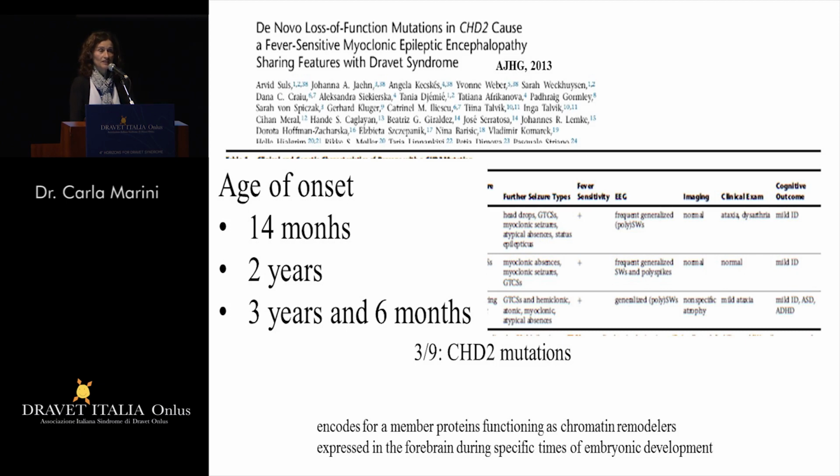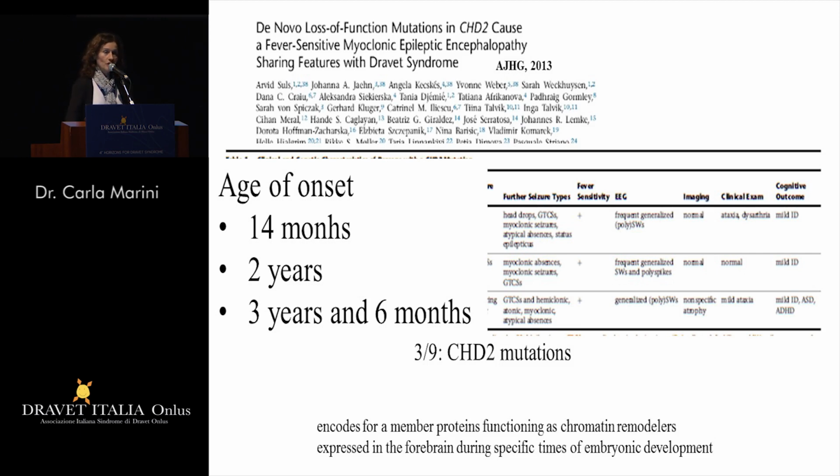Moving to the next gene that has been associated with a DS-like phenotype, I came across CHD2, which was published within the Euro-Epinomic Consortium. We performed exome sequencing in a cohort of patients negative for SCN1A, and we identified 3 mutations out of 9 patients in this gene. This gene is an interesting one; we don't know exactly what the role and function is, but it seems to be involved in embryonic development.